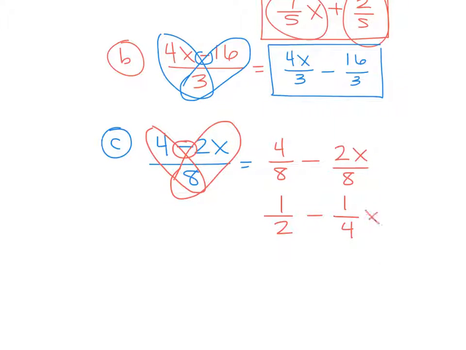1/4 times x. Dustin, go sit in the back for now. Okay. And don't speak. Okay.